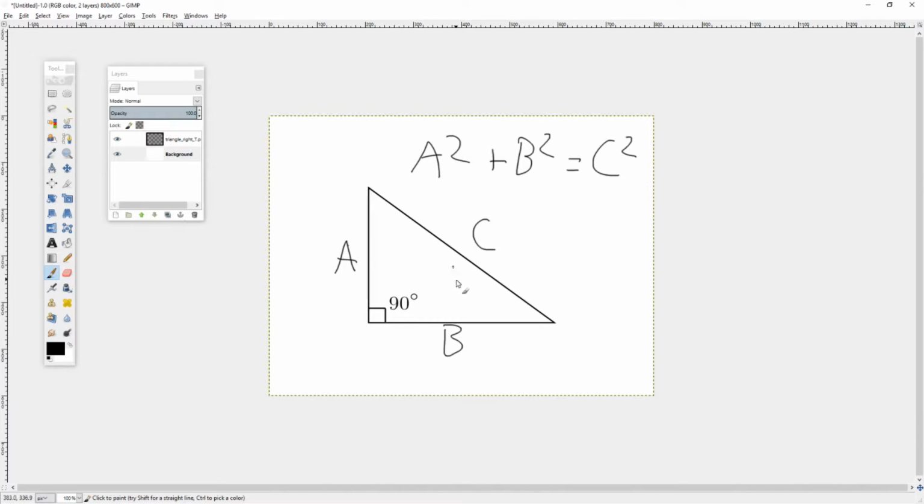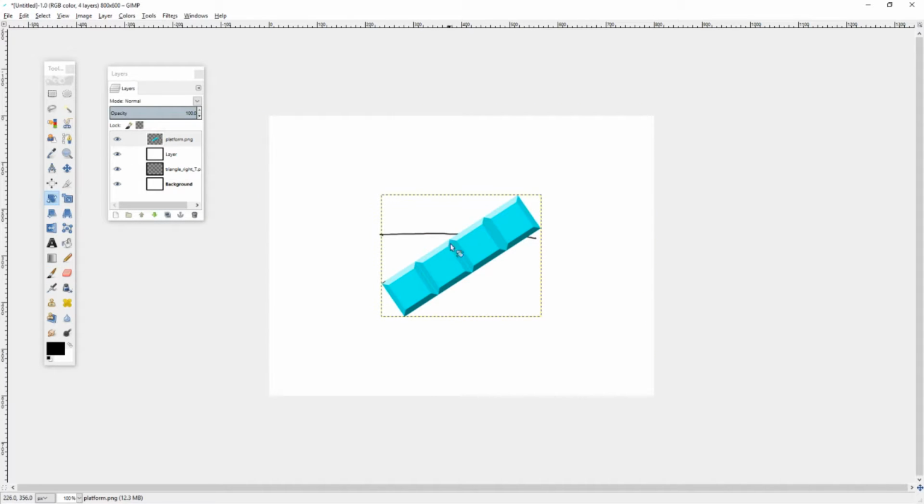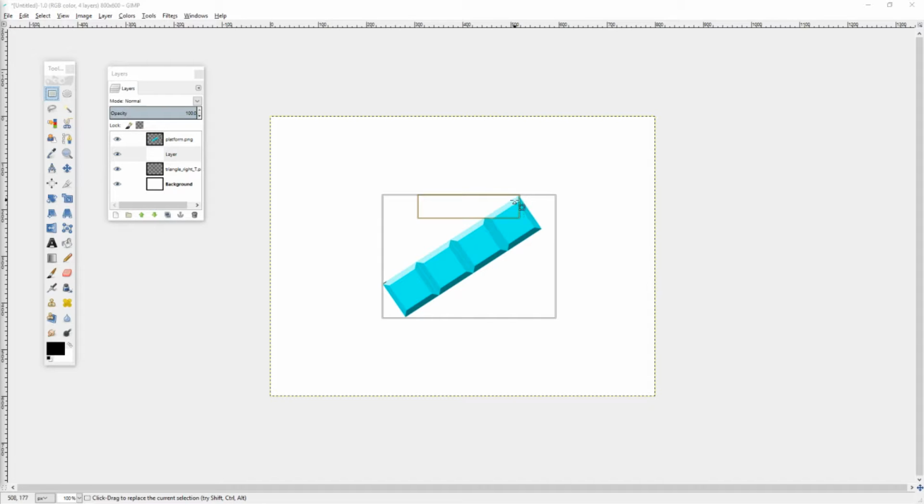And we already have two of the sides. The first side is literally the width of the sprite. So from here to here, that's one side of our triangle. It doesn't matter if we rotate it. The width that we care about is still going to be the same. And this is going to be our hypotenuse, so our C side. Our next side is literally just going to be the length of the sprite. So from top to bottom, whatever that distance is, that's going to be our other side.